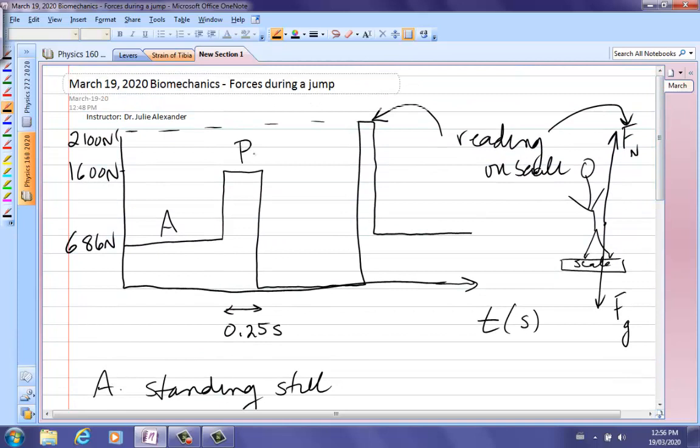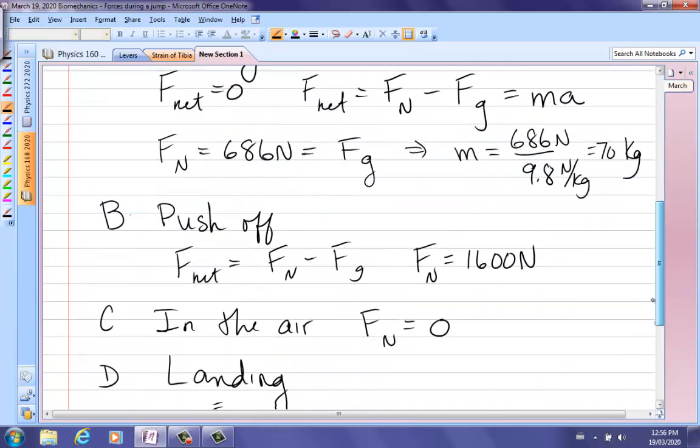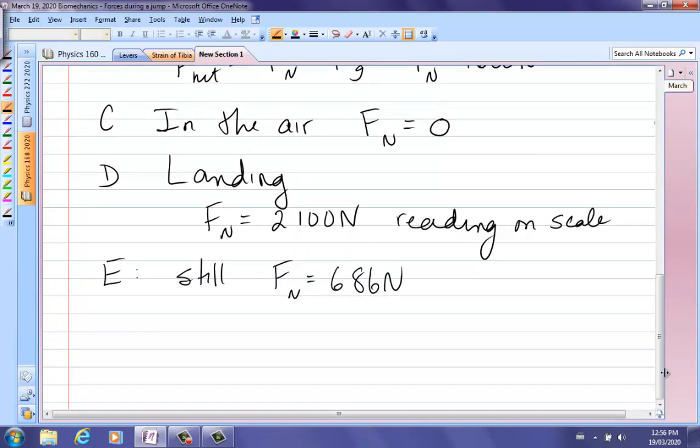That's A, that's B. When you're pushing off, you have to push against the floor really hard. The floor pushes back. When you're in the air, the floor doesn't have to do anything, 0. As you come crashing back to the floor, and the floor needs to stop you from going through the floor, that's the biggest force, because that is quick. And then now you're standing still again, and you're right back to your normal weight of 686. Okay, so that's question 1, or A, and B. Now we need the acceleration. So calculate the accelerations.